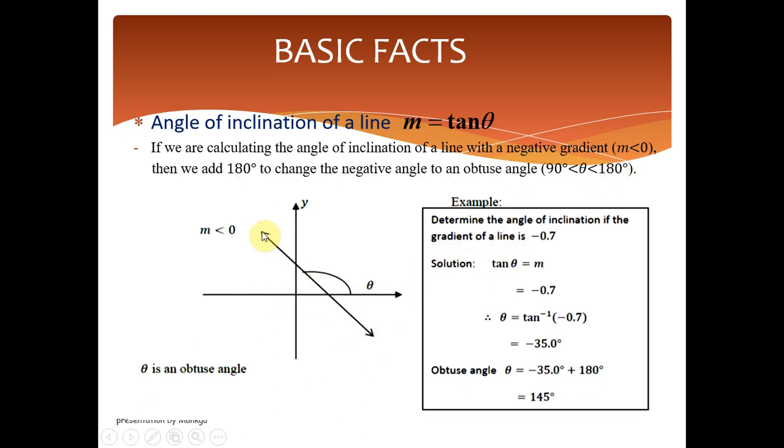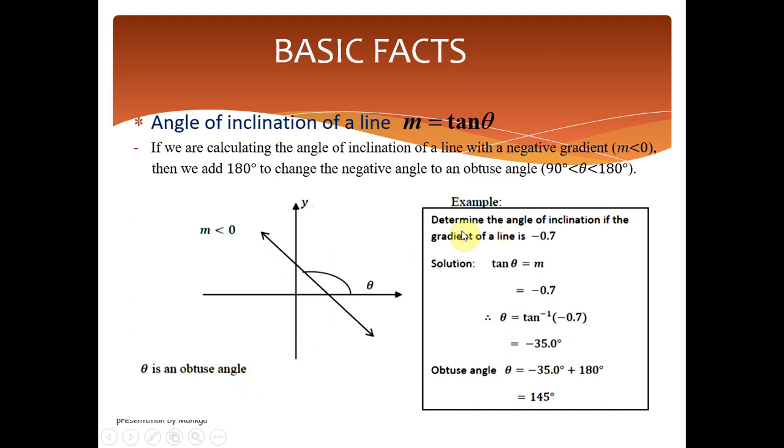If we can see the line is moving from the fourth quadrant to the second quadrant, the gradient of that line should be negative, or less than 0. Therefore, the angle of inclination has passed 90 degrees. It's in the second quadrant. If it is in the second quadrant, it means theta should be an obtuse angle. So let us look at an example there.